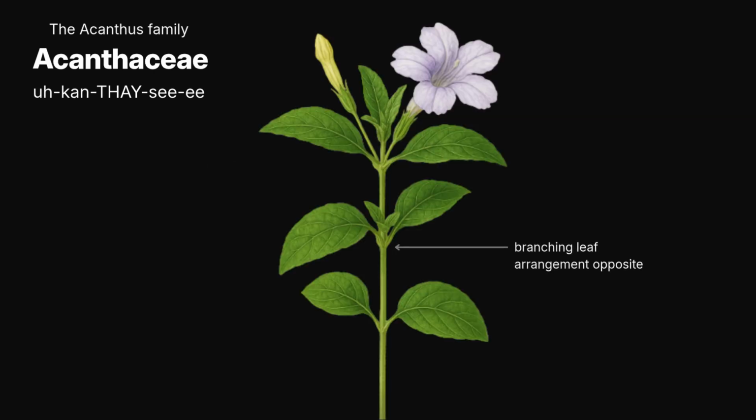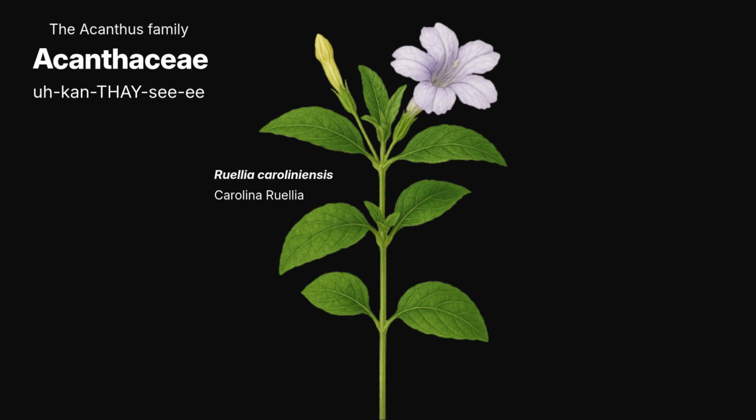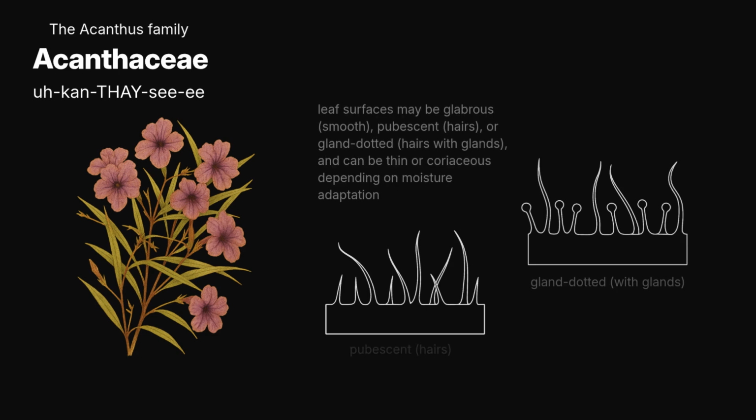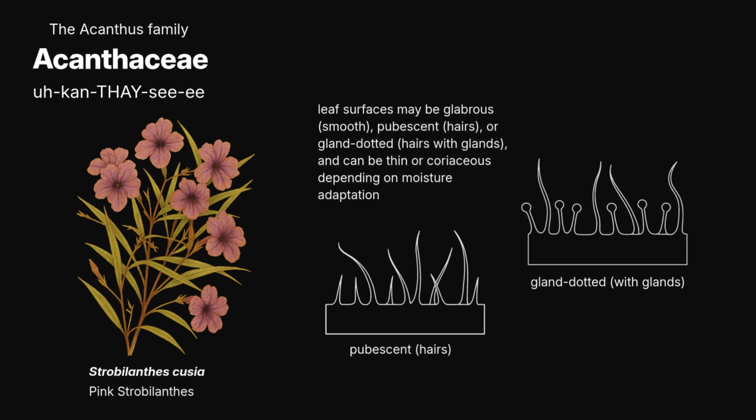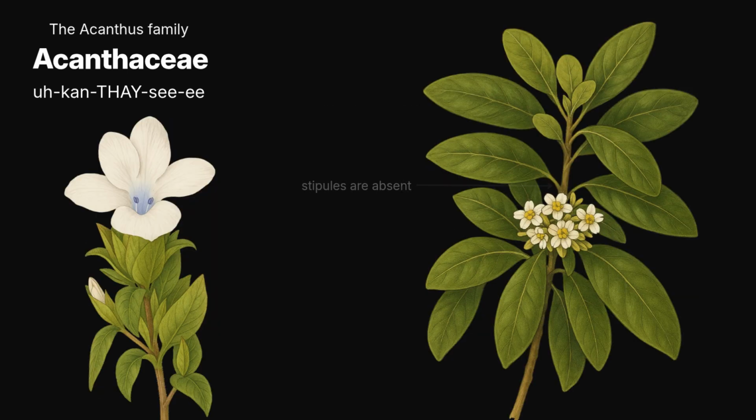Branching can be opposite or decussate, forming dense crowns or layered shrub forms adapted to understory filtering and edge-light gaps. Leaves are opposite, simple, typically entire or finely toothed, with pinnate venation that is often conspicuous. Leaf surfaces may be glabrous, pubescent, or gland-dotted, and can be thin or coriaceous, depending on moisture adaptation. Stipules are absent, resulting in clean nodal transitions.